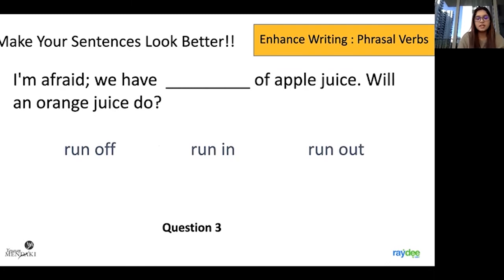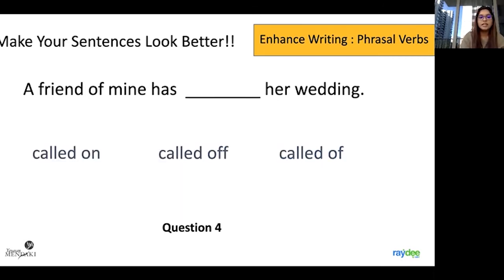Now, the next sentence. I'm afraid we have what of apple juice? Will an orange juice do? So you are giving an alternative. So why are you offering an alternative? Because you have run out of apple juice. That's why. Okay. The next one.